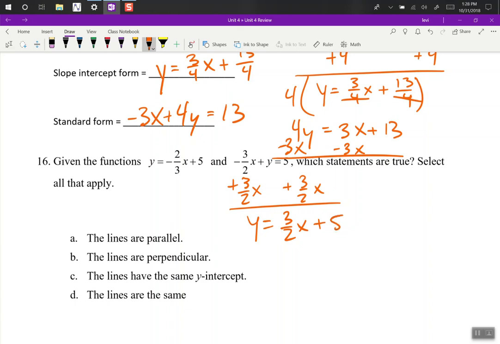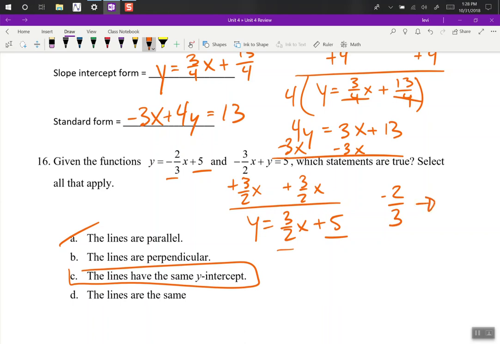So we can see we have the same y-intercept, right? Same y-intercept. They have different slopes, right? So they're not parallel. Let's see if they're perpendicular. Negative 2/3, right? The opposite reciprocal of negative 2/3, well, the opposite would be positive 2/3, and the reciprocal of that would be 3/2. Hey, that's this one. So these are also perpendicular. So both of those are right.